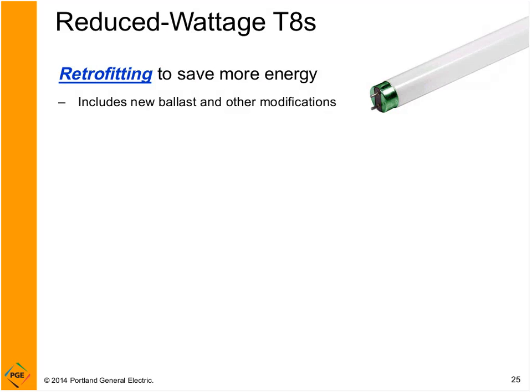This is going to include a new ballast. And this is a much better idea than simple relamping, but it's also going to involve putting in a new ballast and maybe some other modification. So you would do this because if you have a T12 system, you can't just relamp with T8s because the T8s aren't compatible with this existing magnetic ballast. You got to put a new ballast in anyway.